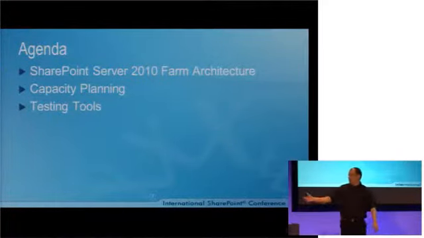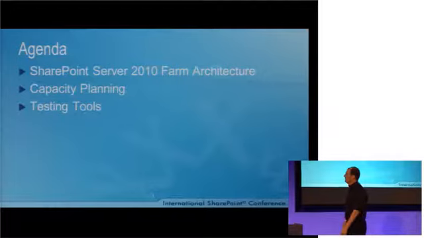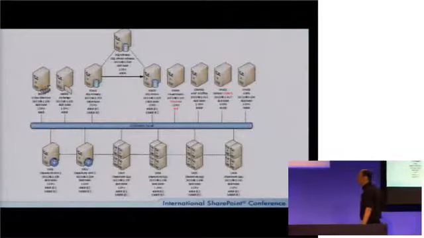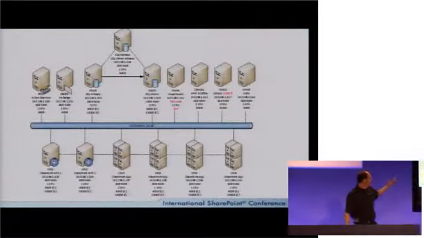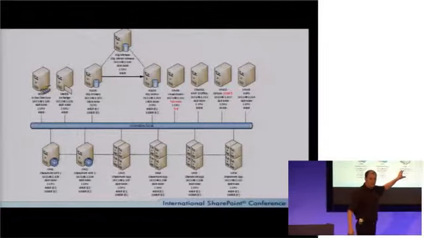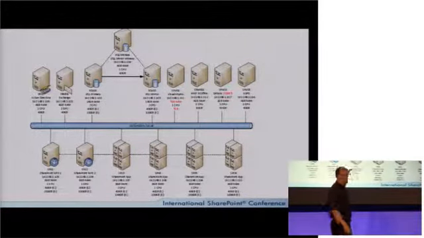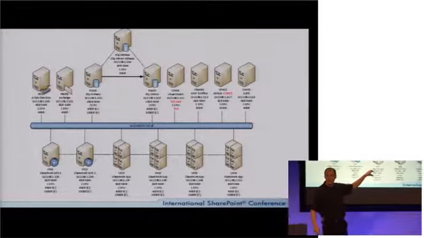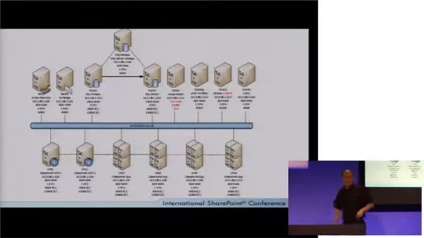So let's have a look at the farm architecture. Should we go through that one, and then we'll look at the capacity planning itself, and then we'll do some testing tools. So here we go. This is what we've currently kind of looking at, isn't it? This is what we've got in our environment. This is what we've built so far. It kind of looks quite scary when you look at it like that, isn't it? This is what our little server rack's buzzing away with.